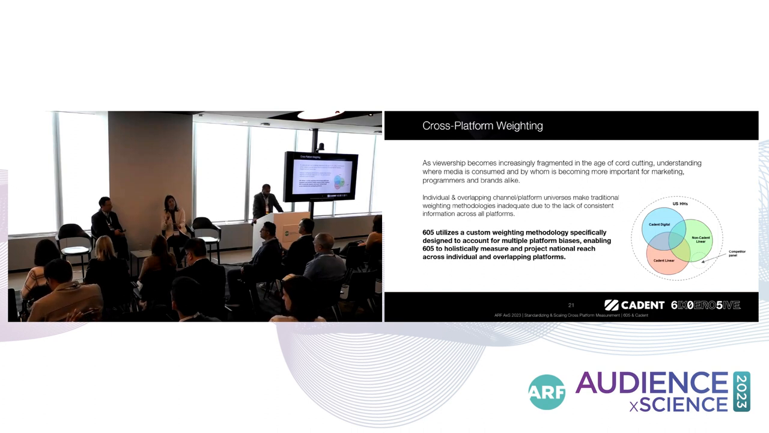CTV has its own data. And then we layer in Cadent's local to national aggregate. So it's not fully national, but mostly national. You need to ensure that your weighting is accounting for the biases and the intricacies between those. So we use a multi-step weighting process to ensure that at the end of the day, we're removing as much bias as possible without introducing any new issues in the data.